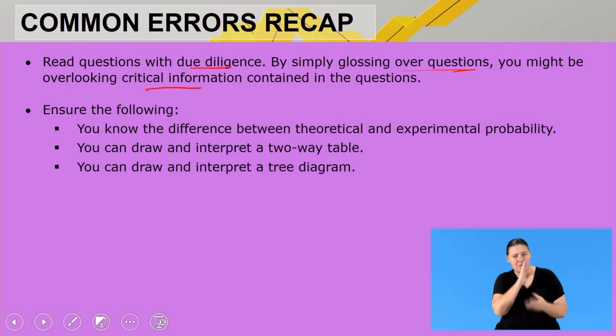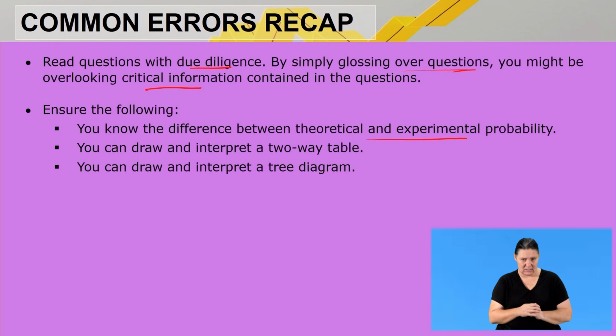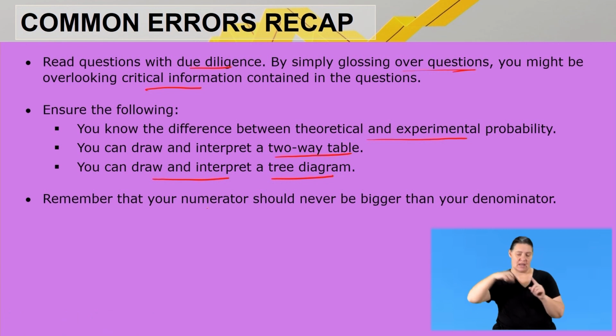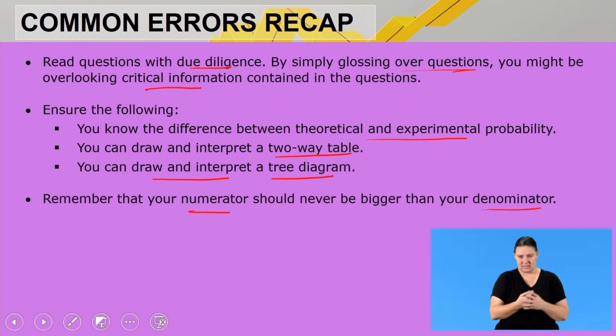Then ensure that you are able to differentiate between theoretical and experimental probability. Okay, that you know the difference. Also that you can draw and interpret a two-way table, and that you can draw and interpret a tree diagram. What else is important? Remember that your numerator should never be bigger than your denominator. Okay? Then it will defeat what probability is all about.